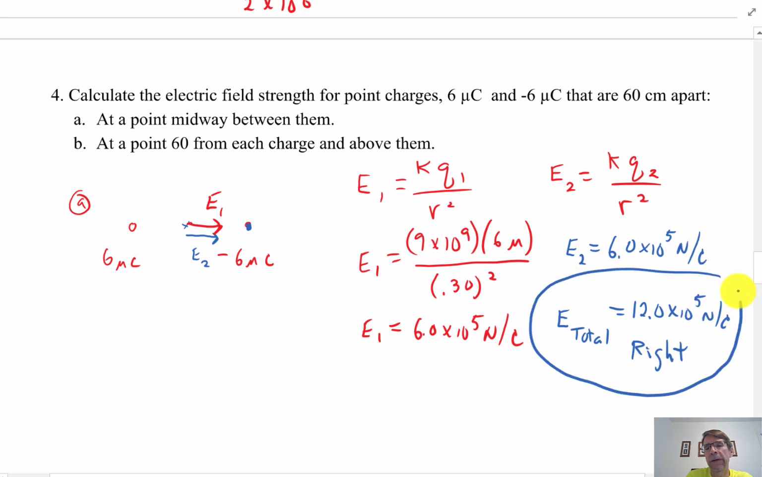And you could put it in standard form. That's not standard form, but that's fine. It'd be 1.2 times 10 to the 6th newtons per coulomb. But 12 times 10 to the 5th newtons per coulomb is the same as 1.2 times 10 to the 6th. But you've got to say to the right. So this problem is easy in the sense that because the first one has the same magnitude and the same distance, you just basically double that 6 and get 12.